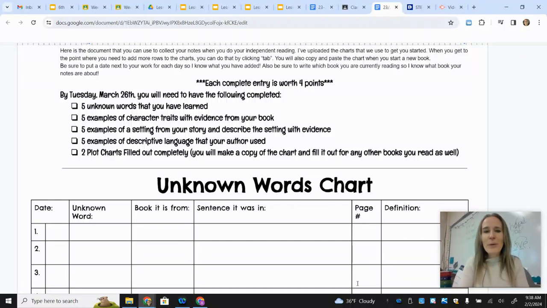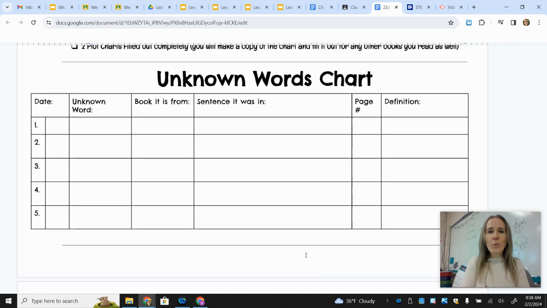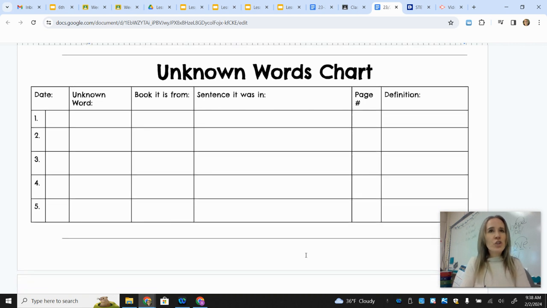Okay, this video is to go over your quarter 3 reading standards chart that you should be making an entry into every single day. One entry into at least one of the charts. Up first, I'm going to go over your unknown words chart. This is just like all of the other quarters that we have done. Nothing has changed.